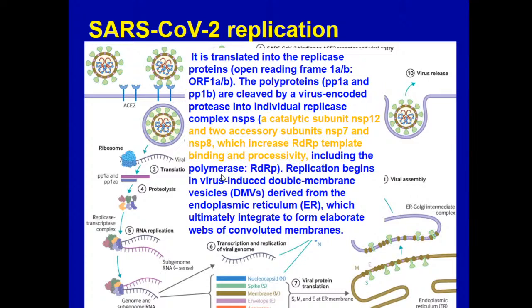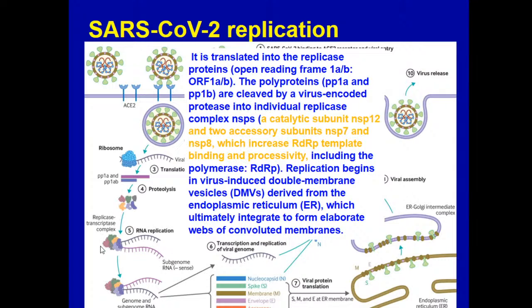So it means these proteins, including RNA-dependent RNA polymerase. But this enzyme is the major enzyme to perform transcription. So replication, and you can see the replicase transcriptase complex is formed, then replication begins. But then for replication, the special double membrane vesicles are formed based on the Golgi apparatus.